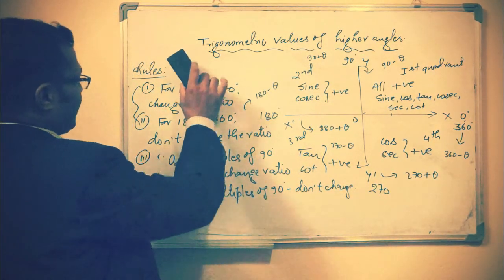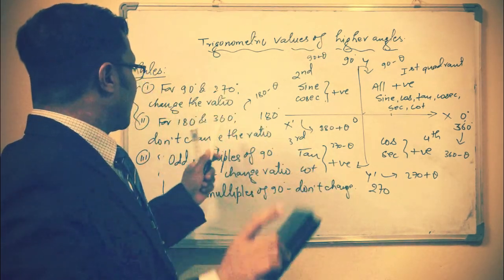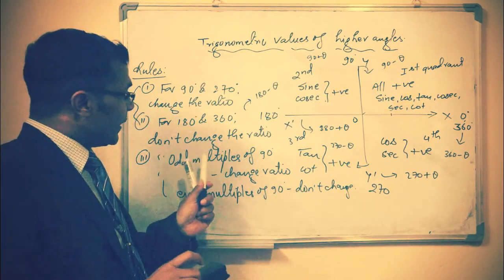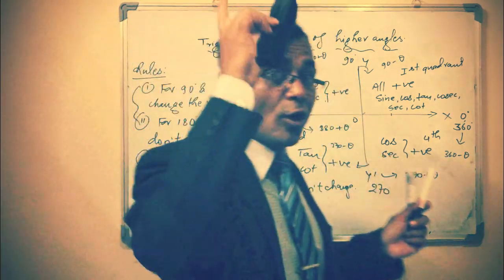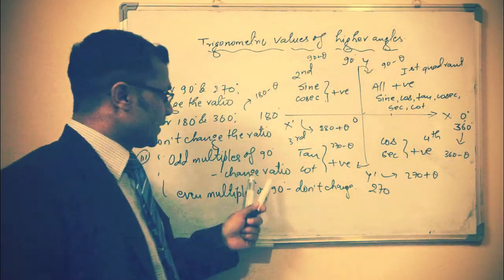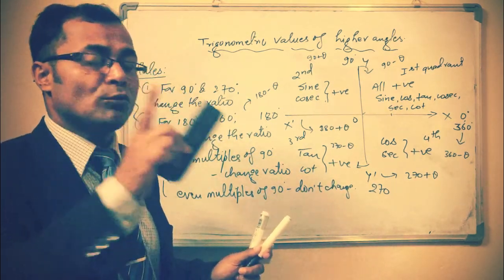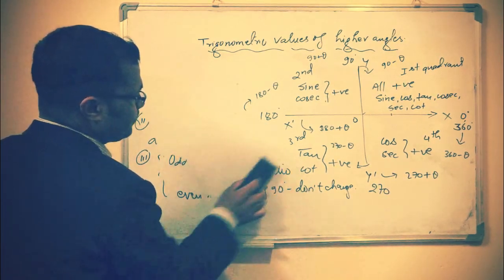Alright? So let me know this. Don't forget, 90 and 270 degrees change the ratio. In 360 degrees, the ratio doesn't change. If you find odd multiples of 90, keep in mind, once again, odd multiples, the ratio changes. If you find even multiples, the ratio will not change. Ratio will not change for even multiples. Alright? So let's see how to find the values.